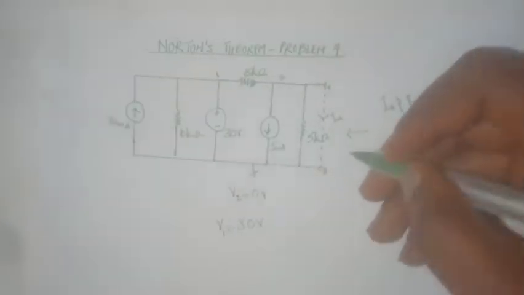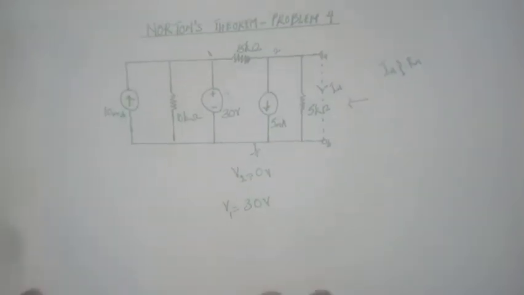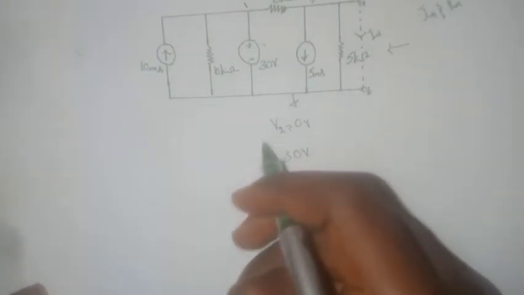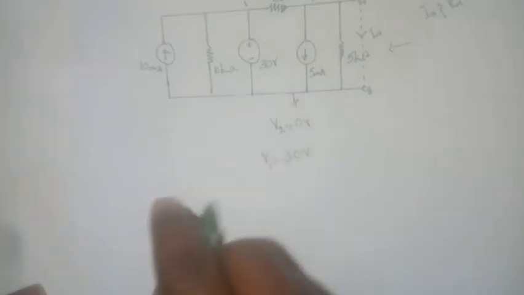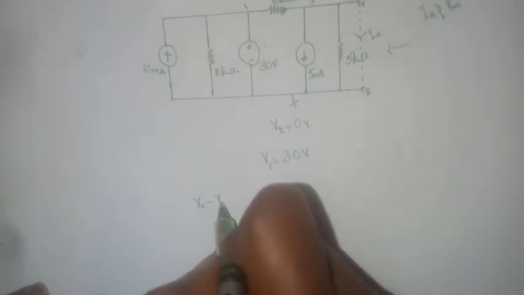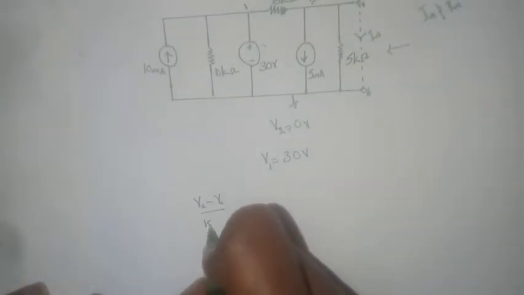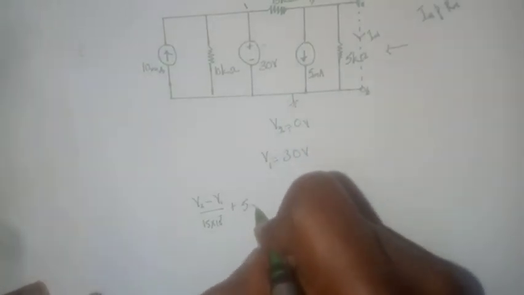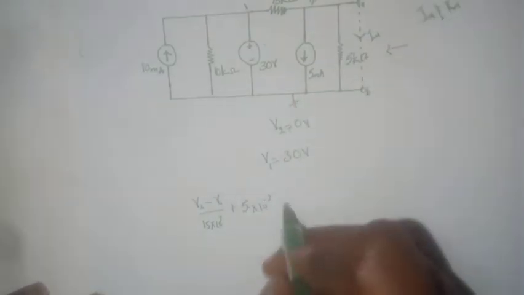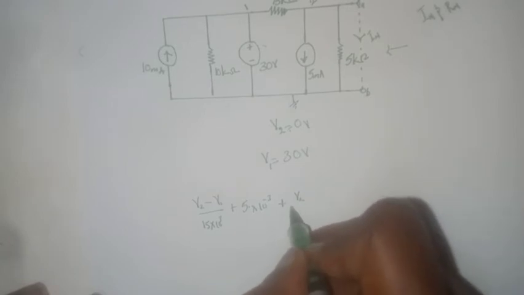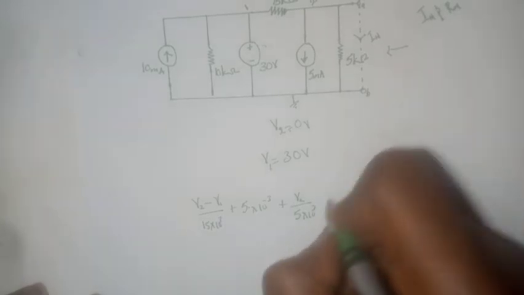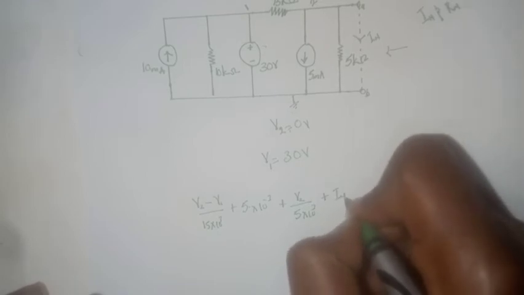Now, the way to find the actual value of I of n would be to write the node equation at node 2, and since we know the value of the node voltage of node 2, we can say that (V2 minus V1) divided by 15 times 10 raised to the power 3, plus 5 times 10 raised to the power minus 3, plus V2 divided by 5 times 10 raised to the power 3, plus In, all equal 0.